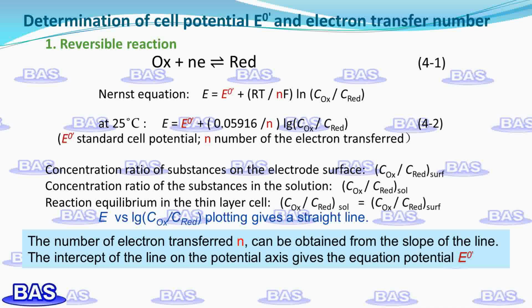The standard electrode potential can be obtained from the intercept of the line on the potential axis, and as the current through the electrode is very small when equilibrium is reached, the effect of the IR drop can be ignored and the standard electrode potential can generally be determined to a few millivolts.